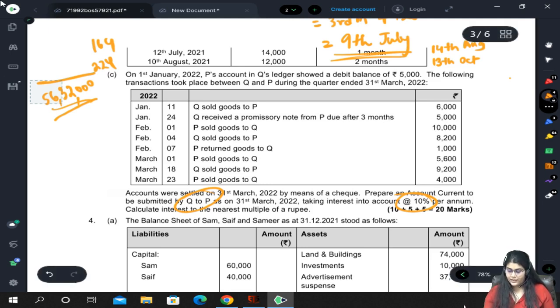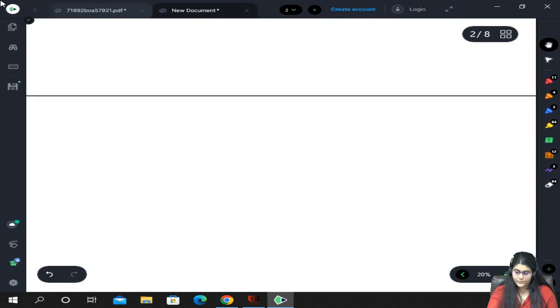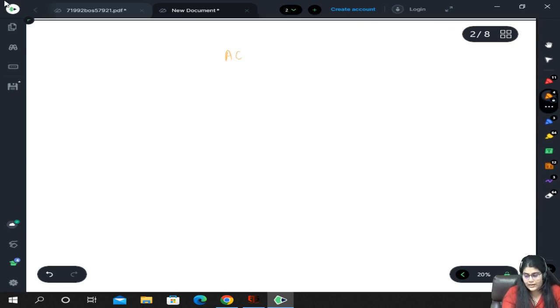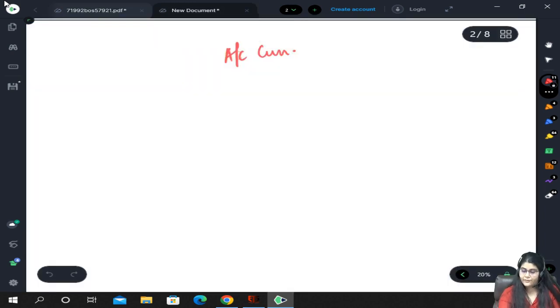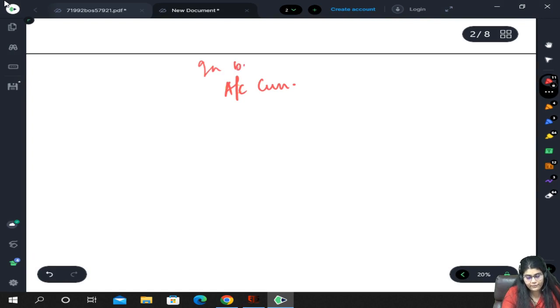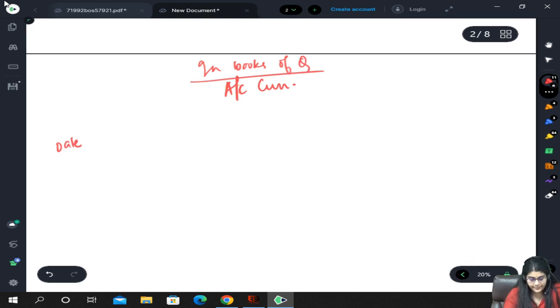So we have to make an account current, and this account current will be sent from Q to P. So basically we have to make this in the books of Q, which he can send to P. Let's make it. We know the format is the date, of course, particulars, amount. Additionally, we have to make a days column and a product column to aid our interest calculation.